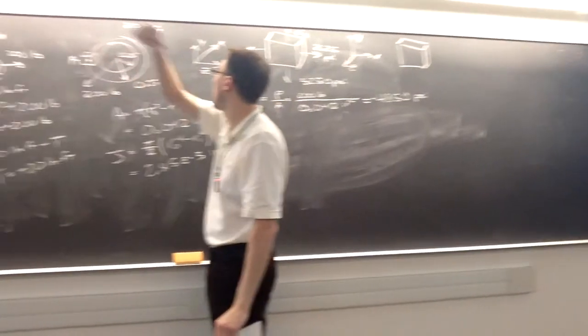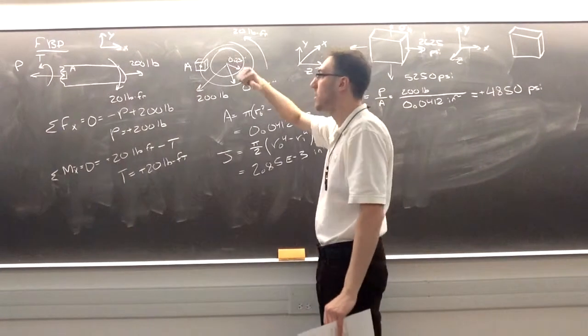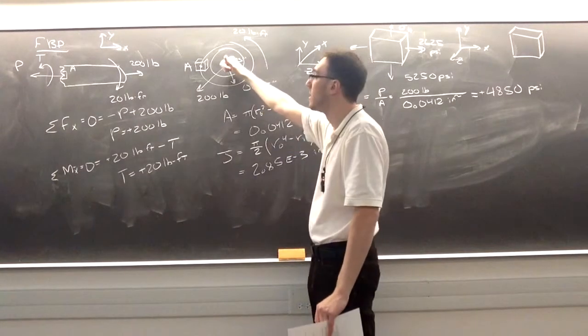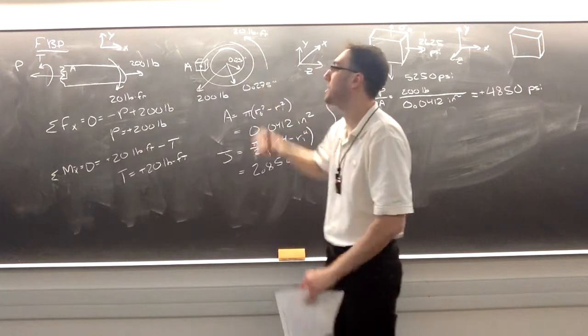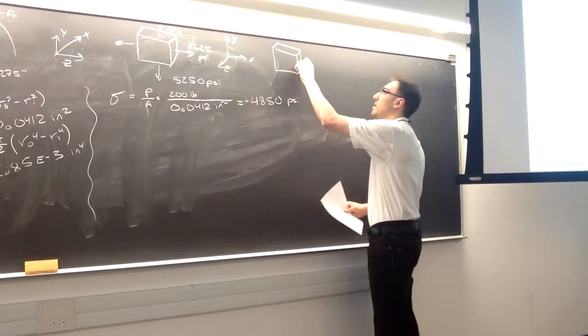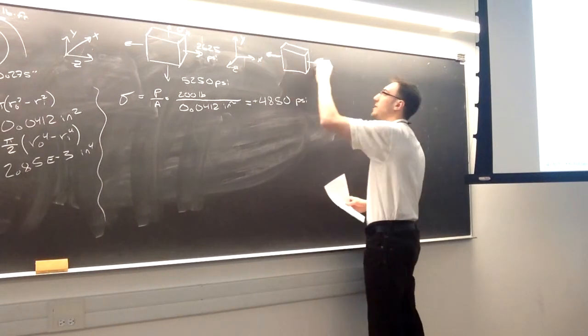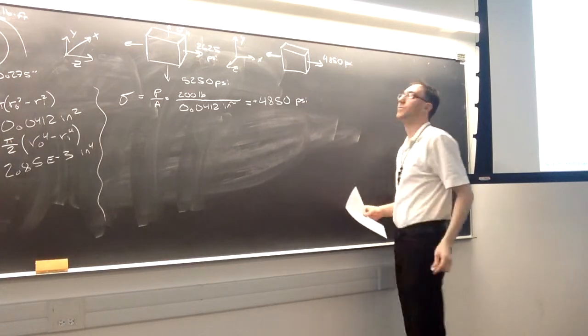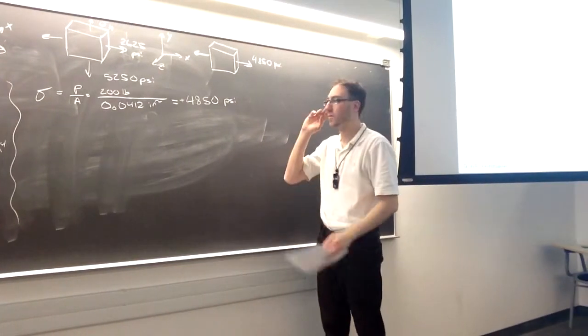What face does this act on, or what pair of faces does this act on? It's pulling out from this X face here, or really this is the negative X face, but it's going to act the same on the positive. We have a tensile stress on that negative X face of 4850 psi. So putting it into this viewpoint, 4850 psi due to that normal stress from P over A.